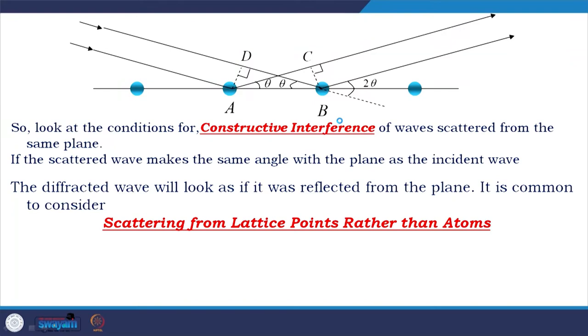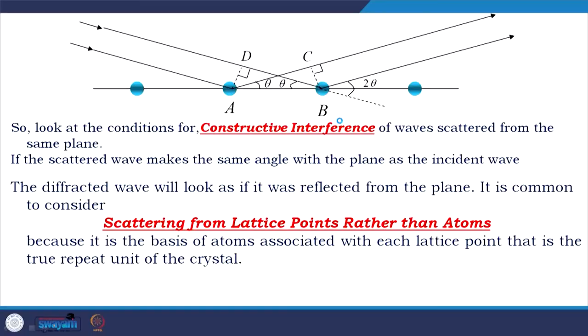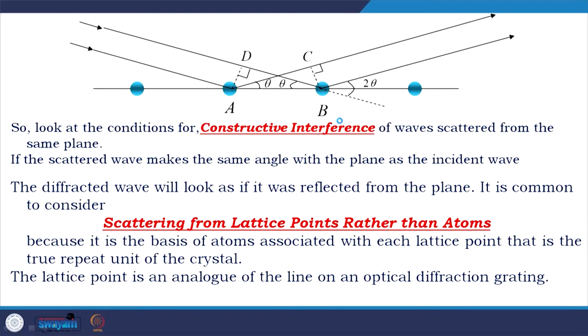So, it is common to consider the scattering from lattice points rather than atoms, because if you have followed the discussion, you now understand atoms are there, but the orientation would be in the lattice. So, the lattice points are what is important, because it is the basis of atoms associated with each lattice point that is the true repeat unit of the crystal. Atoms are there, but the unit cell is the lattice. The lattice point is an analog of the line on an optical diffraction grating. The bases represent the structure of the line.